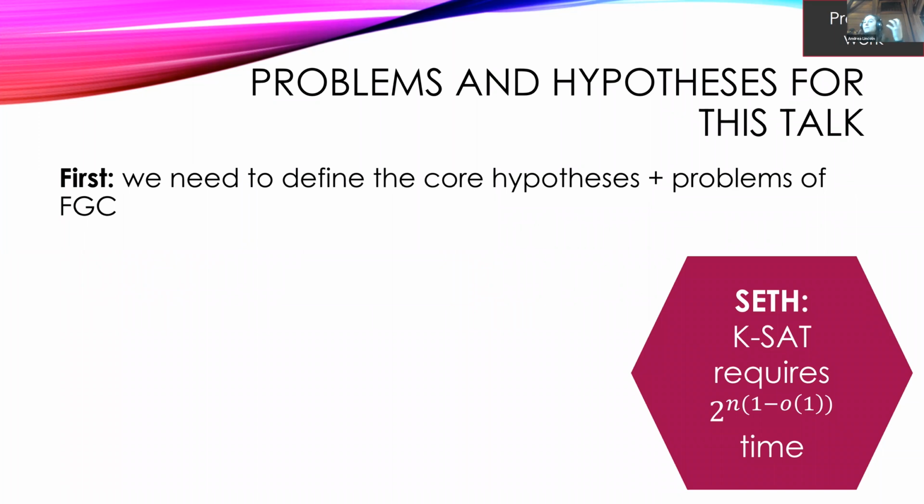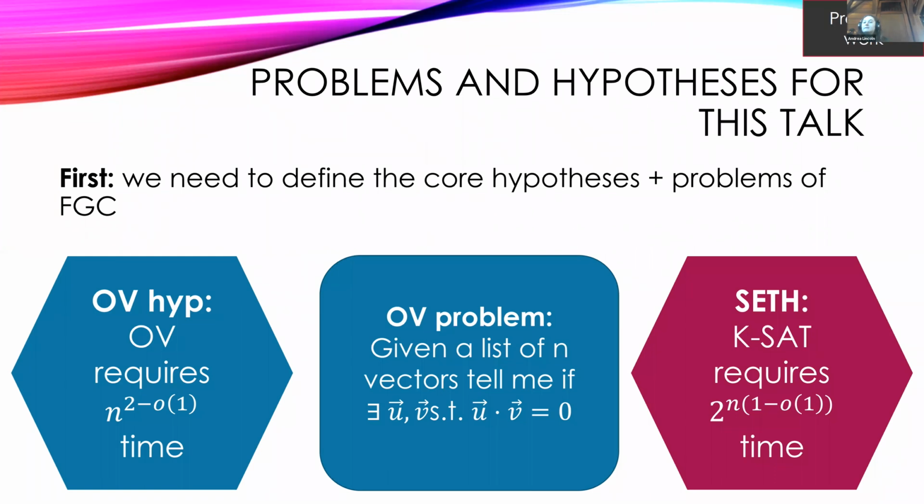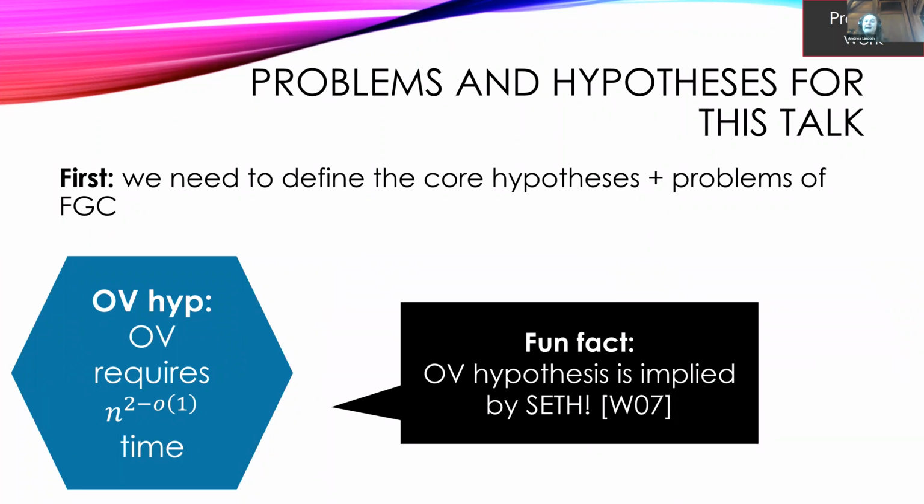So from those core problems, those are the problems and the hypotheses that fine-grained complexity is centered around. There's a couple other problems that are built off of those that have hardness from those problems. So one is the orthogonal vectors problem. You're given a list of n vectors, and I want you to tell me if there's two of those vectors that dot product to 0. And the hypothesis is that this requires n squared minus little-o of 1 time. And the super fun fact is that this is implied by SETH. So we can just use the OV hypothesis and say that if something is implied by the OV hypothesis, then it's also implied by SETH.